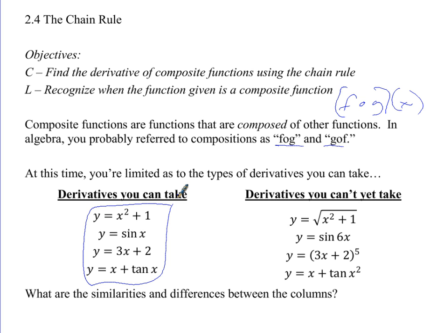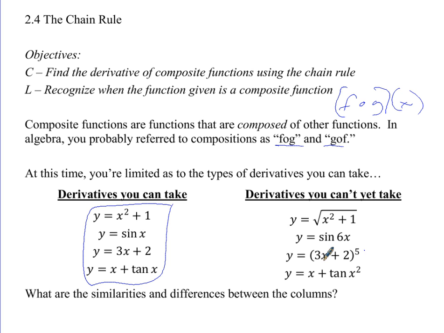Derivatives you can't take yet, and the reason you can't take them is because they are functions that are composed of other functions. So notice the similarity between the two columns. We have over here y equals x squared plus 1. Over here we have y equals, again, the x squared plus 1, but now we're taking the square root of it. We have y equals sine x over there, but now we have y equals sine of 6x here. Y equals 3x plus 2, but now we have y equals 3x plus 2 raised to the 5th power.